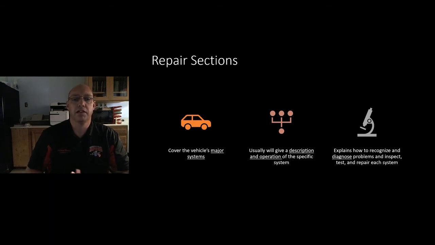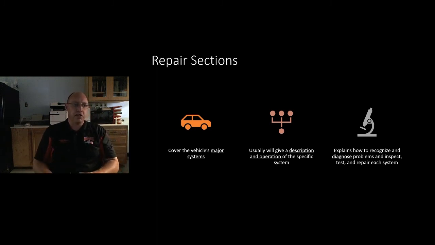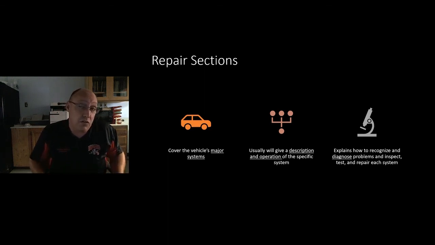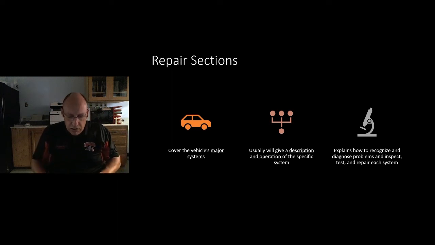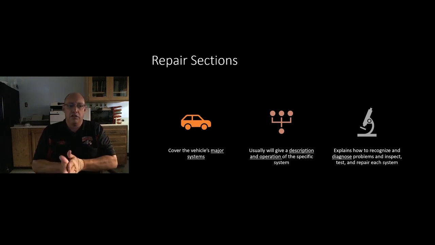Moving on. Repair sections. We have obviously sections that cover the major systems. We have sections that give us the description and the operation of whatever we're working on. So if it's the engine we're working on, we might find a description or an operation. We might find a major system. What's the system? Go back to major systems from the lecture on the automobile. Major systems include the powertrain, right? Explain how to recognize and diagnose problems and inspect them.